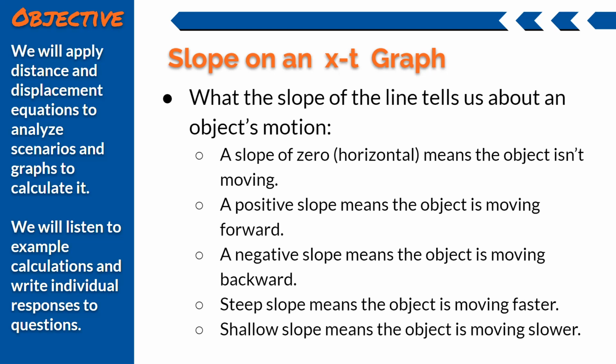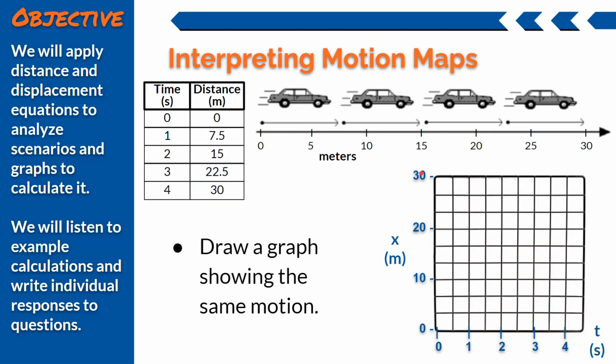Okay, so again, slope on a lot of these graphs is going to mean something. So back to the first image that we looked at. By the way, if I go too fast, you guys can open this on your own screen if you want. That was slide 97. All right, so back to the question we started with. It says, draw a graph showing the same motion. So we have a motion map. We have a data table.